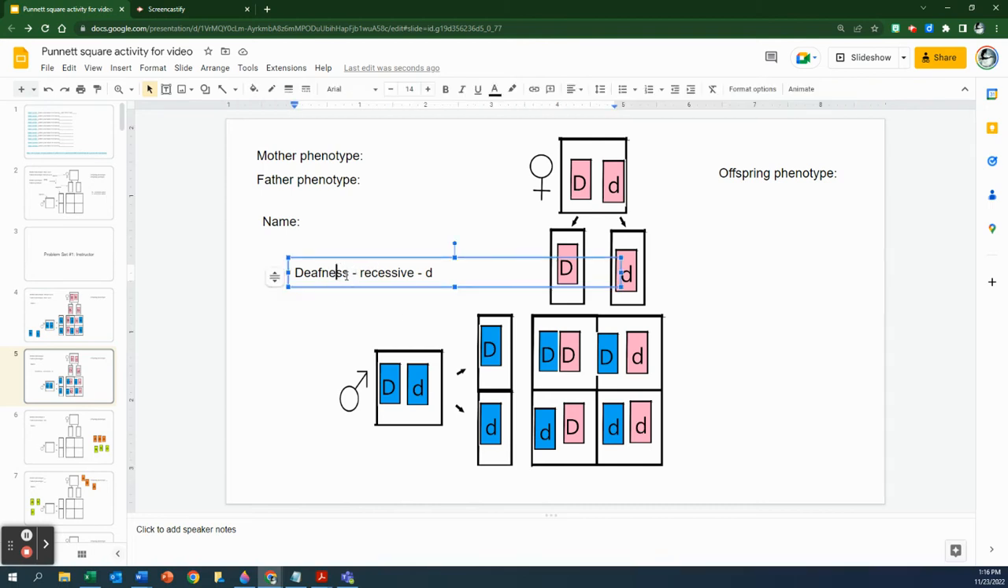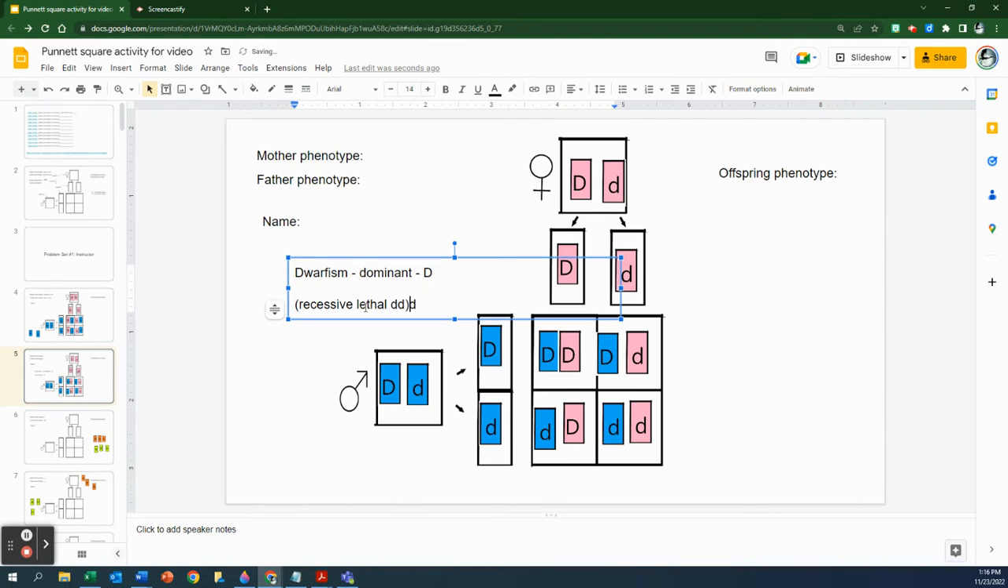Now, let's talk about the same setup. We're going to talk about dwarfism. And dwarfism is an interesting one. Dwarfism is a dominant gene for dwarfism, but it's a recessive lethal. So it is lethal in its recessive state. Recessive lethal.